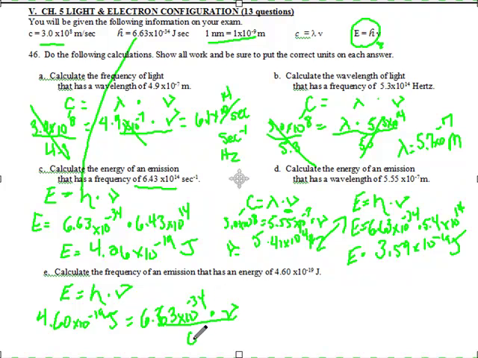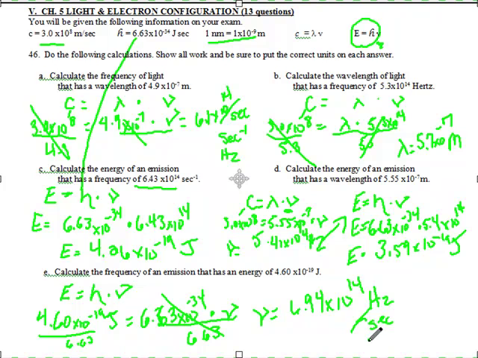So get frequency alone, 6.63 times 10 to the negative 34th, divide both sides, and then frequency equals 6.94 times 10 to the 14th, and then it's frequency, so again it's hertz, it's per second, or it's second negative 1. You can decide which one you want to use.